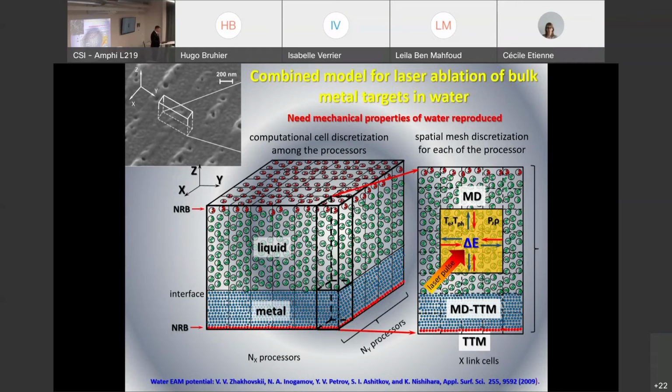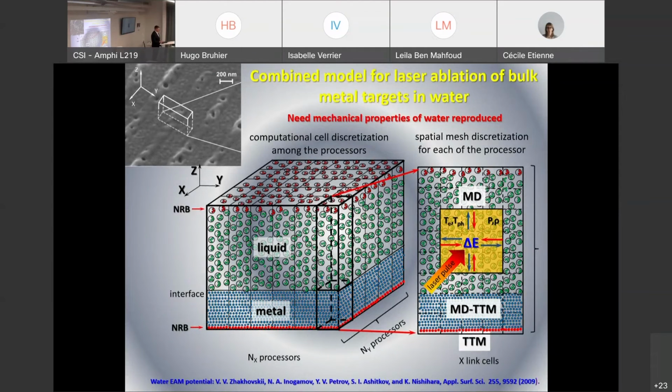So the water, all the system is divided into a number of cells. Each cell will be governed by a single processor. Each cell is divided into a 3-dimensional mesh, so we resolve normal molecular dynamics, the classical approach, for water. However, the interatomic potential here is the embedded atom method, and it reproduces very well the mechanical properties of water, although not all thermal properties, of course.